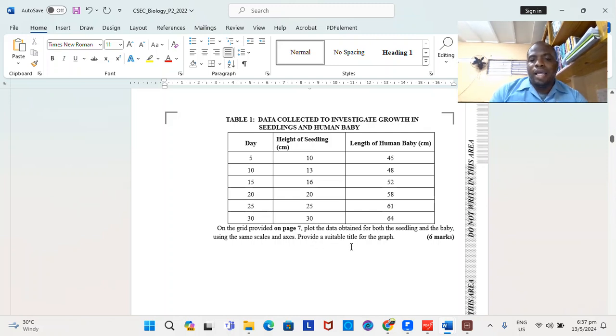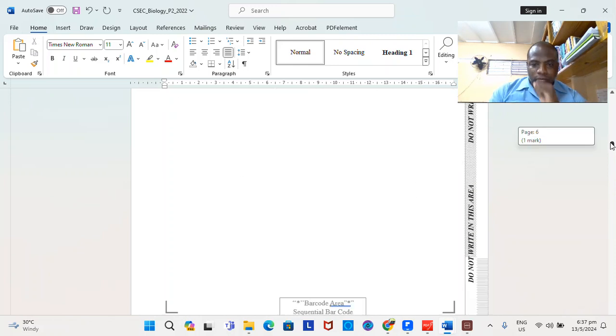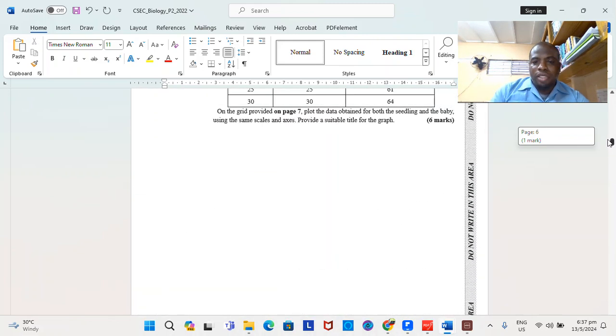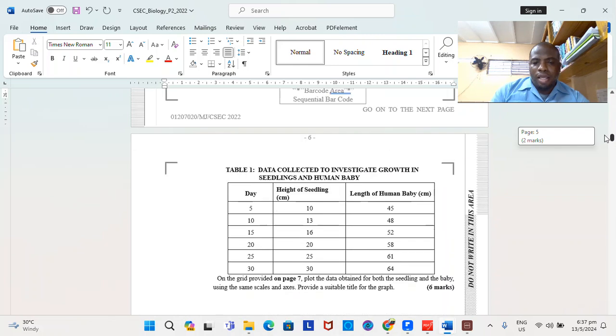provide a suitable title for the graph. Now, one of the things that I tell students. Sometimes I know this paper is not showing properly in terms of the numbering because I'm incorporated in a Word document.